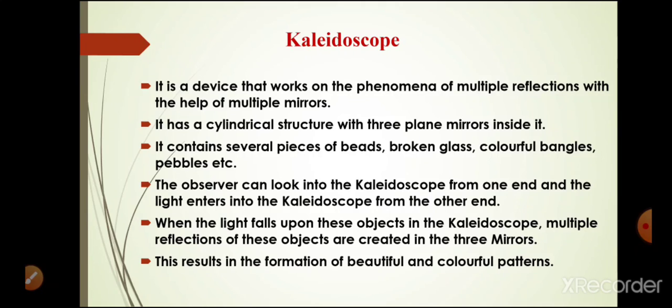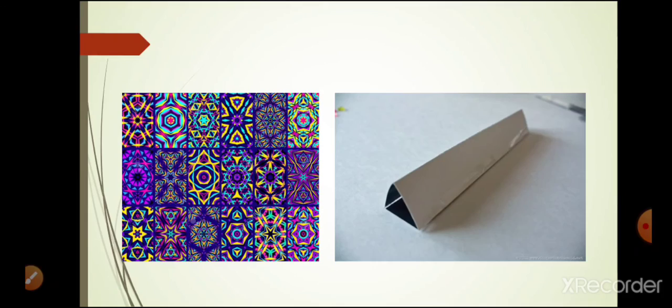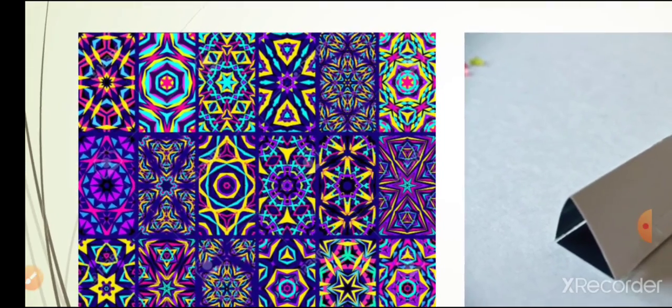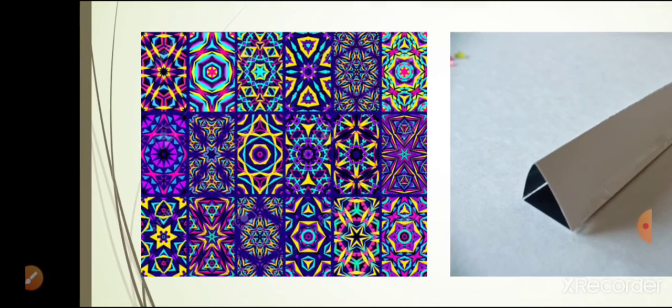If we look through the kaleidoscope, we will see beautiful colored patterns, and if we rotate the kaleidoscope, unlimited changing patterns can be seen through it. Students, this is the kaleidoscope you can see here, and this is the pattern inside the kaleidoscope, and if we rotate it, we can see unlimited changing patterns inside the kaleidoscope.